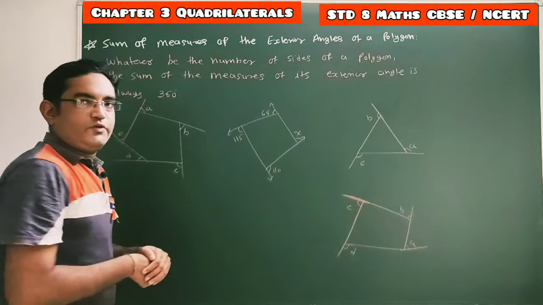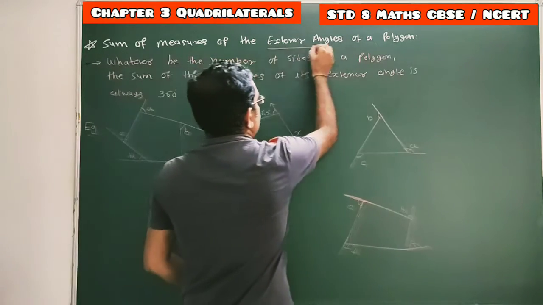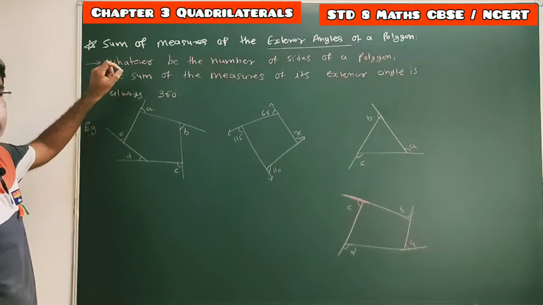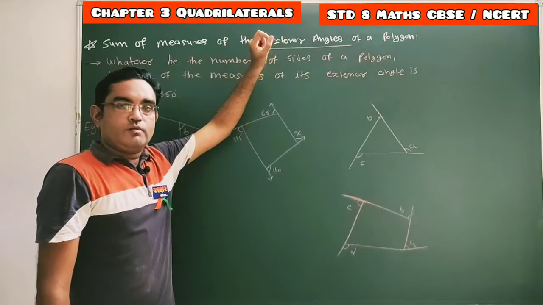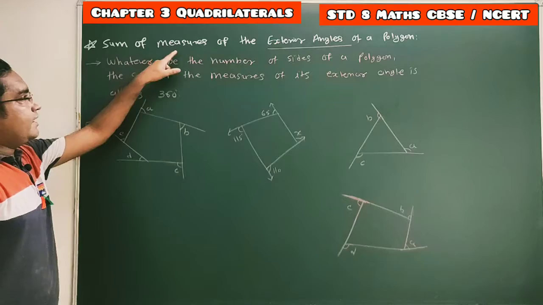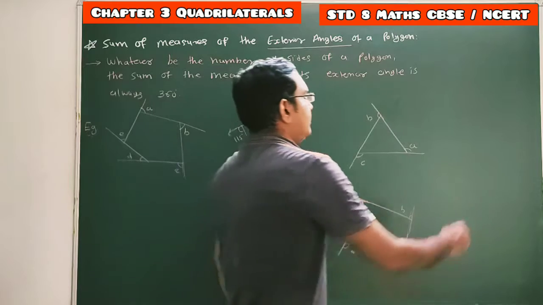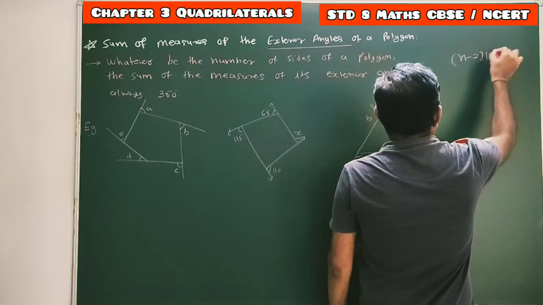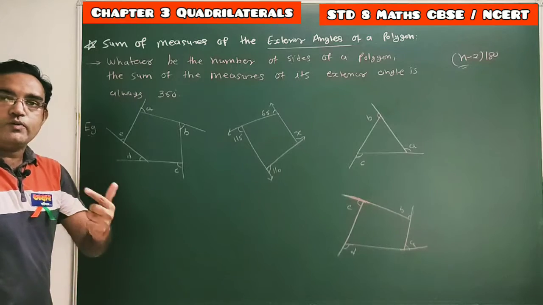Okay students, in this video we have to discuss the sum of measures of exterior angles of a polygon. In the previous video we discussed the angle sum property of interior angles of a polygon with n sides. That means the angle sum of interior angles changes with the total number of sides of a polygon. The sum of interior angles was (n minus 2) into 180 degrees. As the number of sides of a polygon changes, the angle sum of interior angles changes.